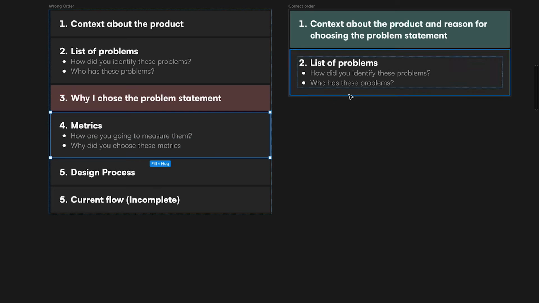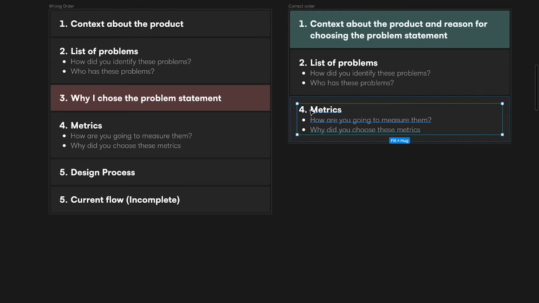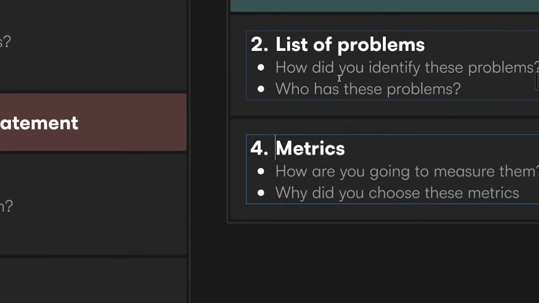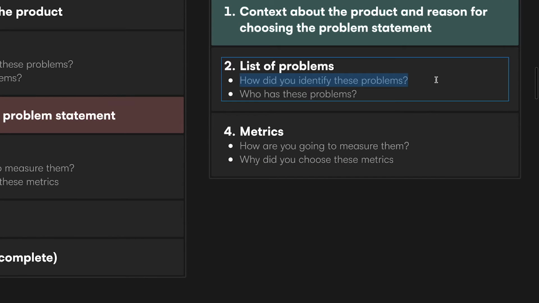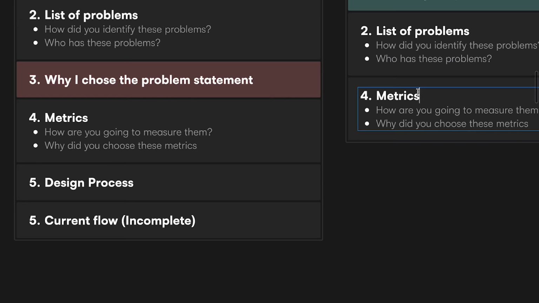Now then we have metrics. So I'm going to add metrics over here. Now, is this correct? I don't know yet, right? Because I still have the question: how did you identify these problems? That's a part of the story that I'm missing, and I still don't have the answer to it. So this is going to be third one. This is going to be metrics.